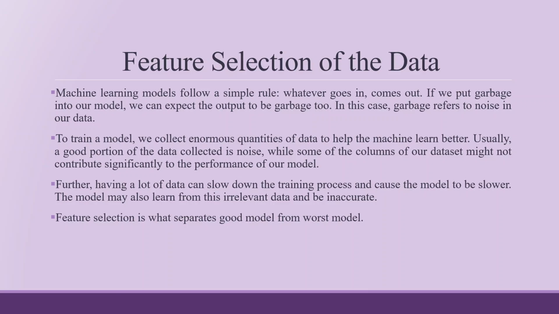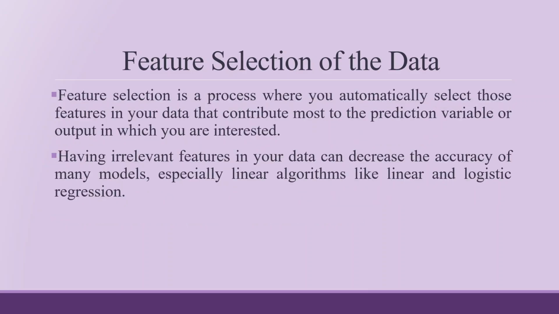To train a model, we collect enormous quantities of data to help the machine learn better. Usually, a good portion of the data collected is noise, while some of the columns of our data set might not contribute significantly to the performance of our model. Further, having a lot of data can slow down the training process and cause the model to be slower. The model may also learn from this irrelevant data and can be inaccurate. Feature selection is what separates a good model from the worst model.